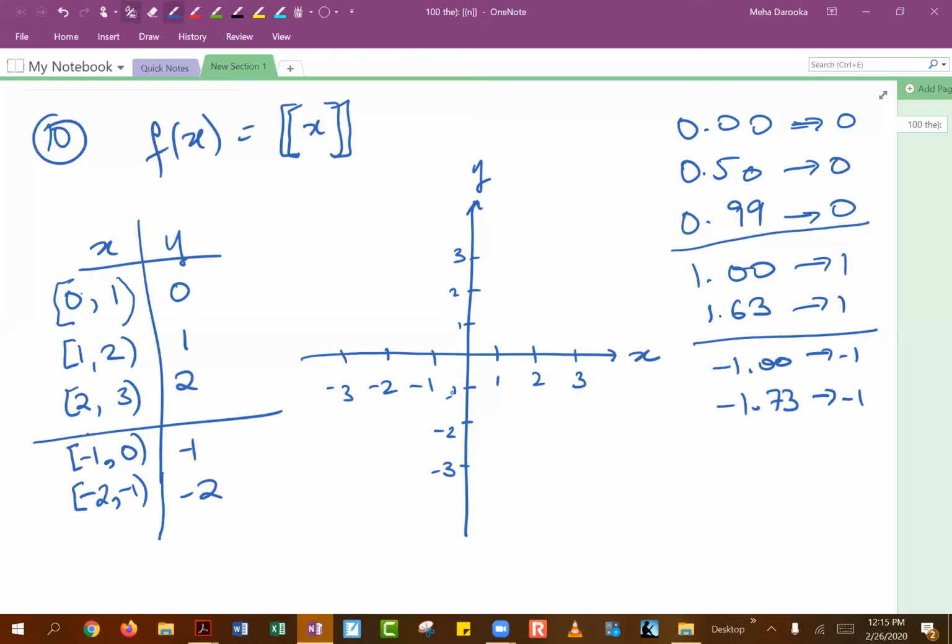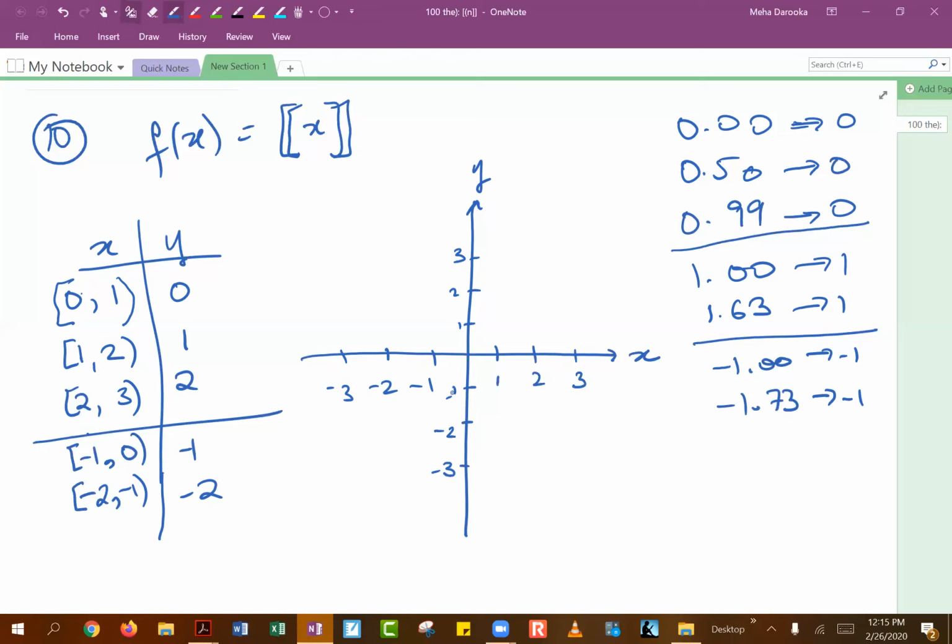Okay, but now here's the thing. We are including the left-hand number, but we're not including the right-hand number. So how do you show that? A closed circle and an open circle. Yeah, remember we talked about that when we were doing interval notation.